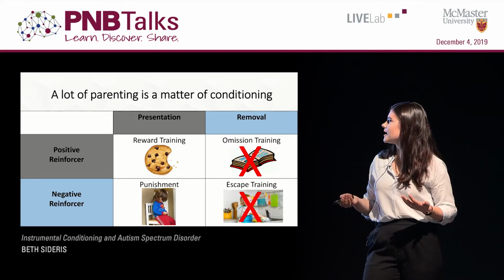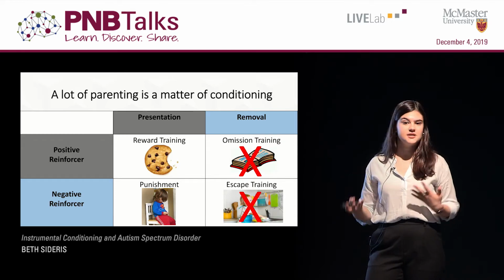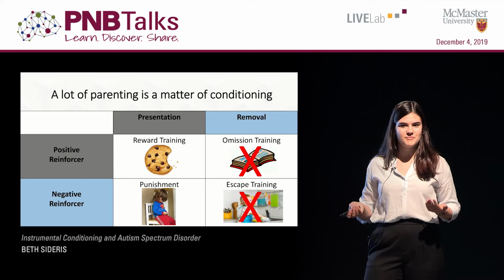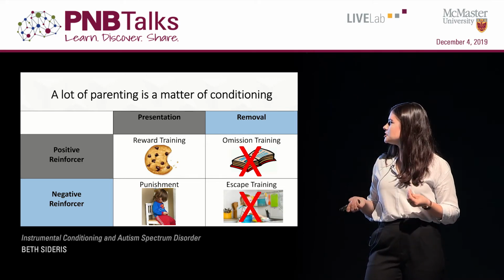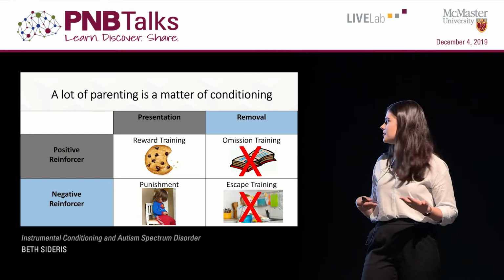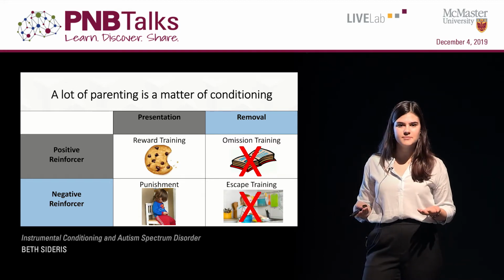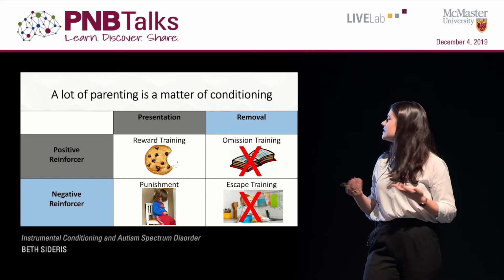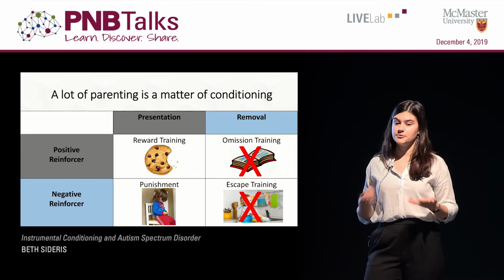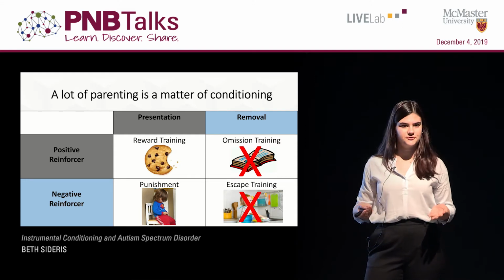Omission training, on the other hand, is removing a positive thing to decrease the frequency of a behavior. That would be like taking away Goodnight Moon, and maybe that would make him go to sleep. Punishment is the presentation of a negative stimulus to decrease behavior. Perhaps he has to have a timeout for 10 minutes and miss out on playtime. And then escape training is the removal of a negative stimulus to increase the frequency of a behavior. So perhaps he has no chores for that week.